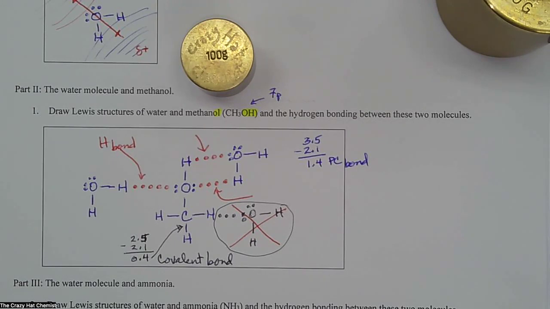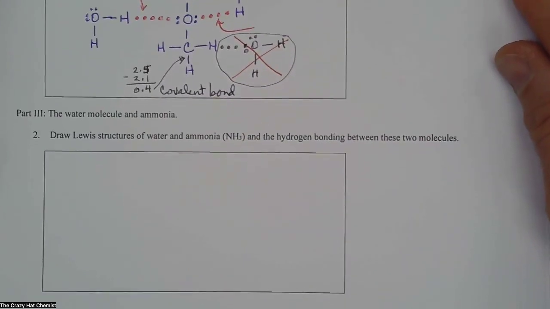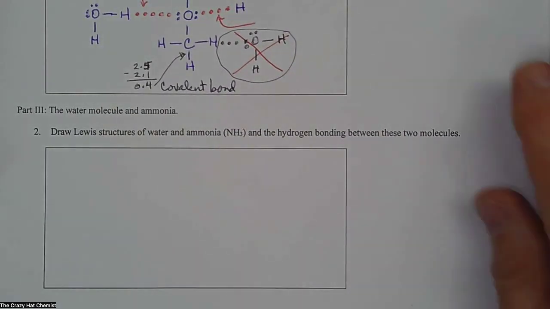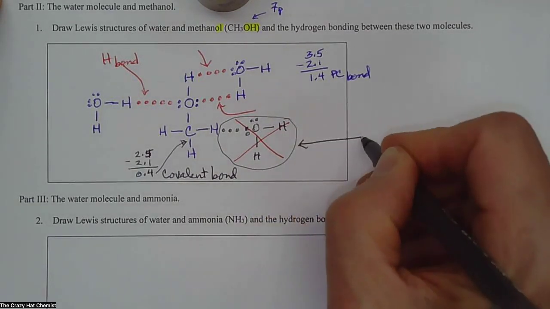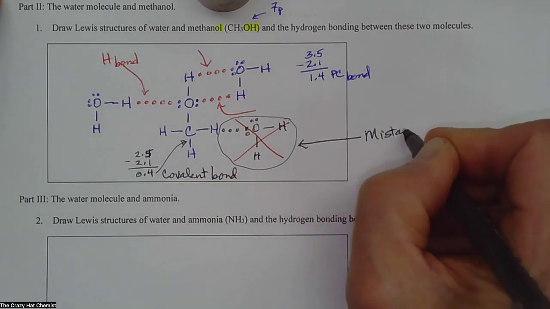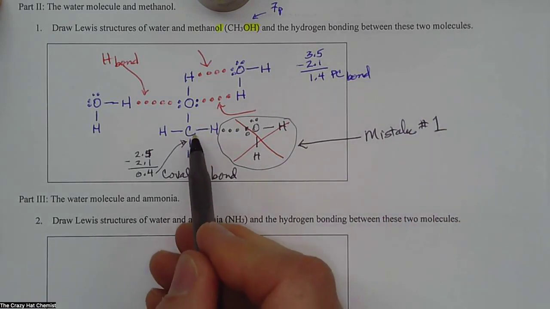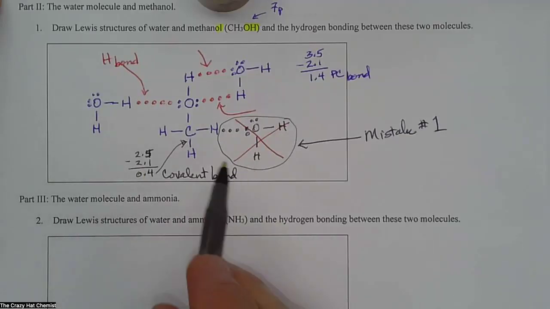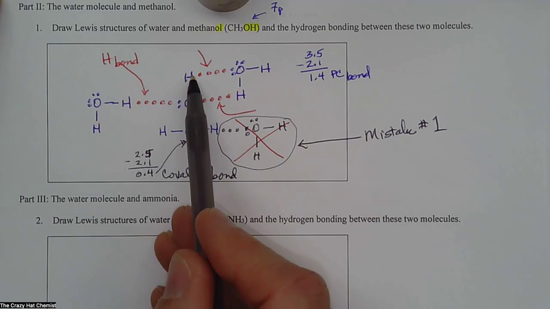All right. So let's do the next one over here. Let's slide this on up. And here we go. Okay, so this is one of the major common mistakes. Mistake number one is to hydrogen bond with a carbon hydrogen. That's impossible. That doesn't work. Notice that the hydrogen bonding occurs when it's an oxygen hydrogen.